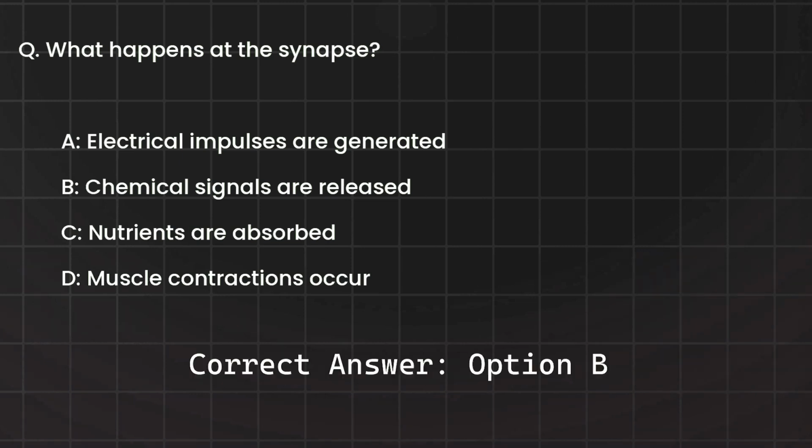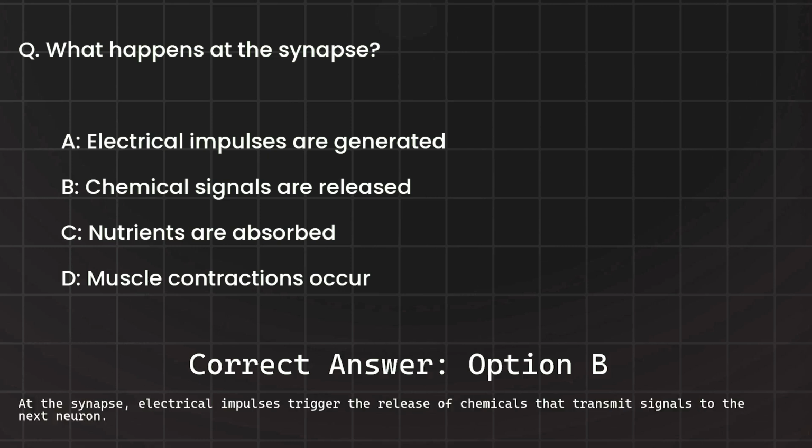The correct answer is option B, which is chemical signals are released. At the synapse, electrical impulses trigger the release of chemicals that transmit signals to the next neuron.